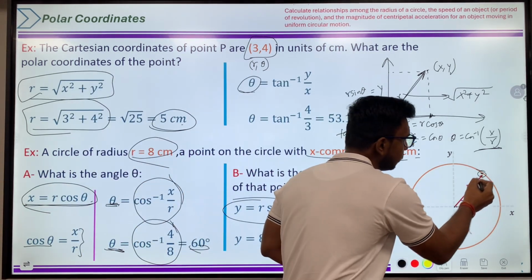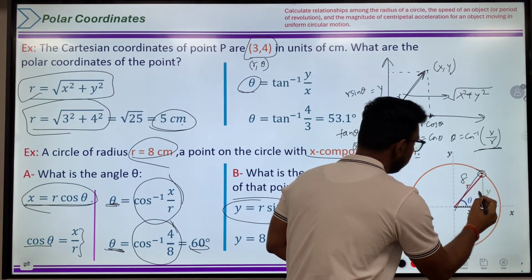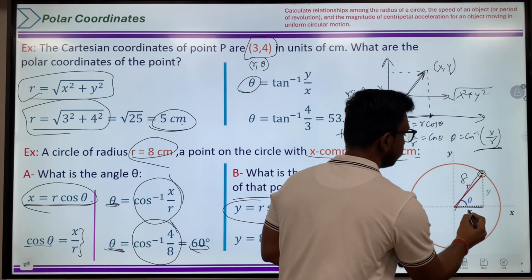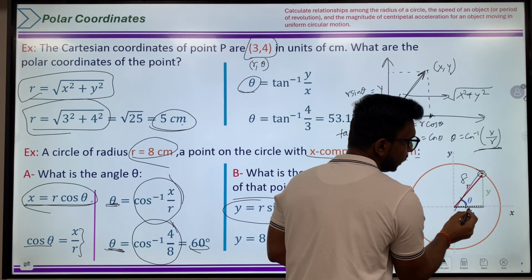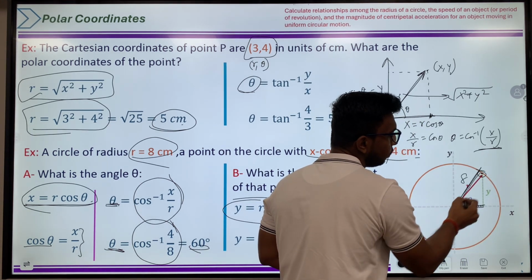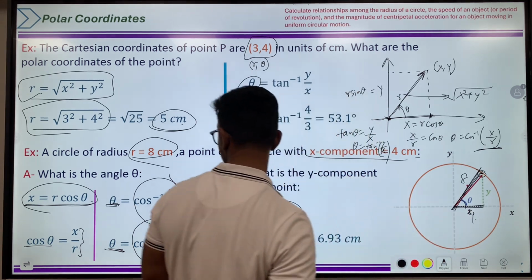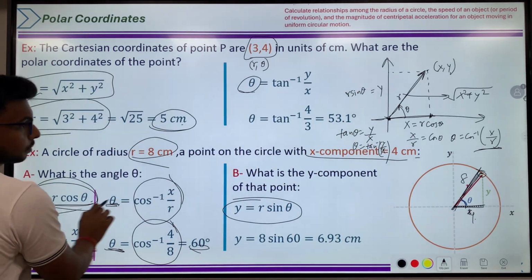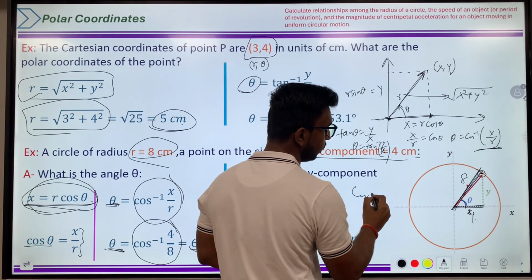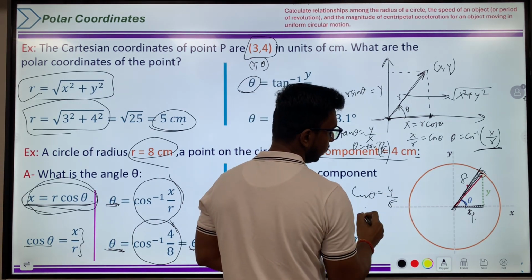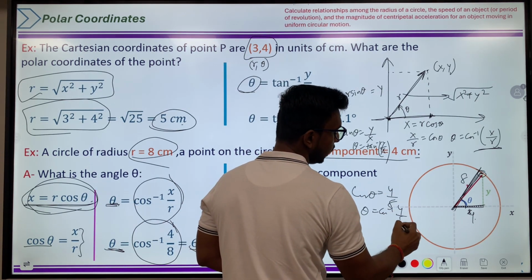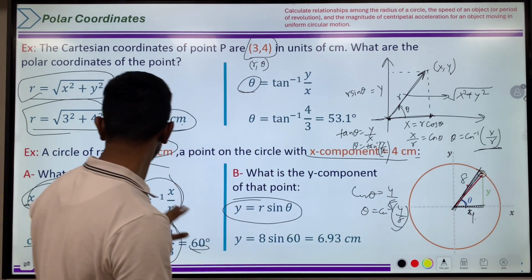Simple question. This is 8, this is 4. This is 4, right? Yeah, this is 4. I need to find out theta. If I have adjacent and hypotenuse, what do I use? Cos. So that is why they have used the cosine. Because cosine theta is equal to 4 over 8 and theta comes out to be cos inverse 4 over 8. You can solve it, whatever the value comes.